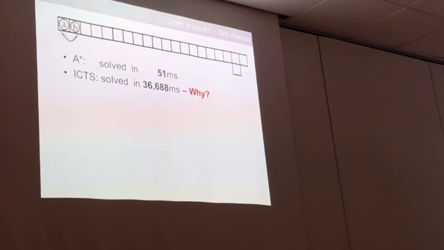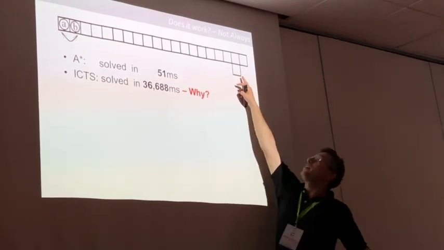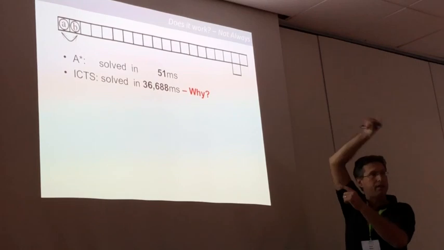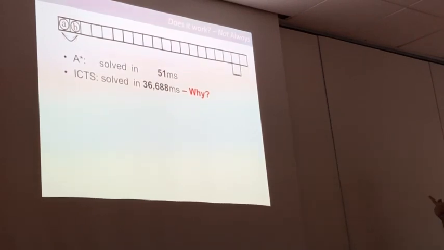But what will happen here? So we ran it. This is the long corridor. The agents need to swap locations, and they can do that. But one agent needs to go all the way here, and then if you wait a bit, let the other agent go back. And when we ran this with A star, it was amazingly fast, 51 milliseconds. But with ICTS, it took us a long time. Can anyone guess why ICTS crashed miserably in this contrived domain?